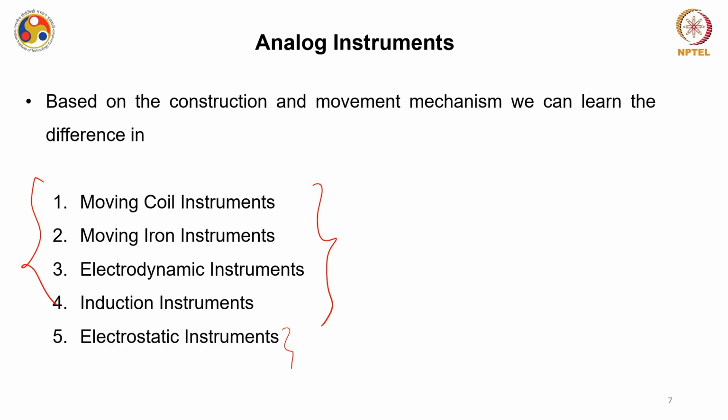But what we are interested in is how the construction of these instruments, or the pointer or the moving element, is different compared to each other, and what effect it causes on the measurand. The measurand here is, for example, current. It can be voltage, or even power in terms of watts, or energy meters.